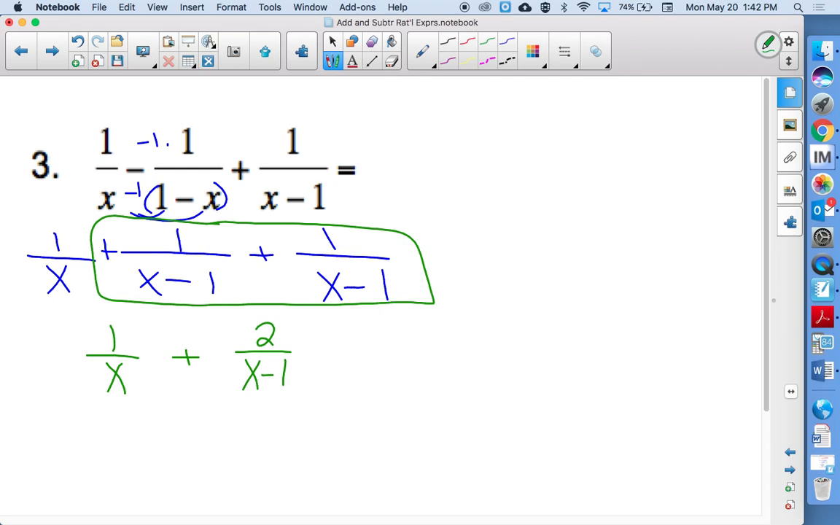And then Chelsea, what would your common denominator be? X times x minus 1. Right, so this one has an x. It's a different factor compared to the x minus 1. So an x by itself is different than the x minus 1. Then multiply whatever your current denominator needs to get to the least common denominator. So the first one needs x minus 1, and the second one needs the x.